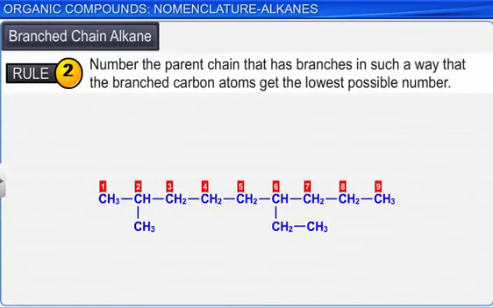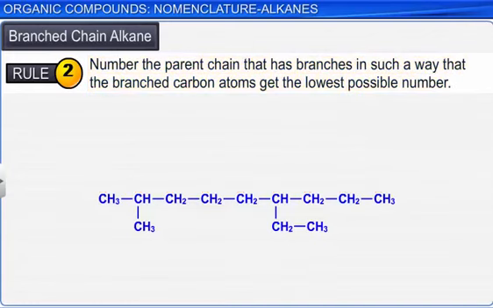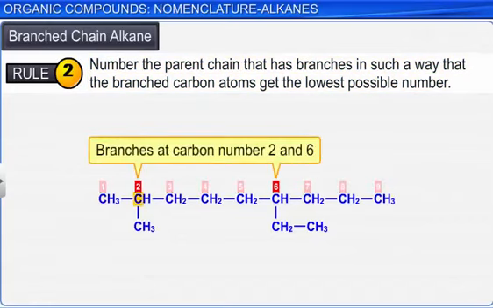Rule 2. Number the parent chain that has branches. The numbering of the chain is done in such a way that the branched carbon atoms get the lowest possible numbers. If we number the chain from left to right, then the branches are located at carbon 2 and 6.